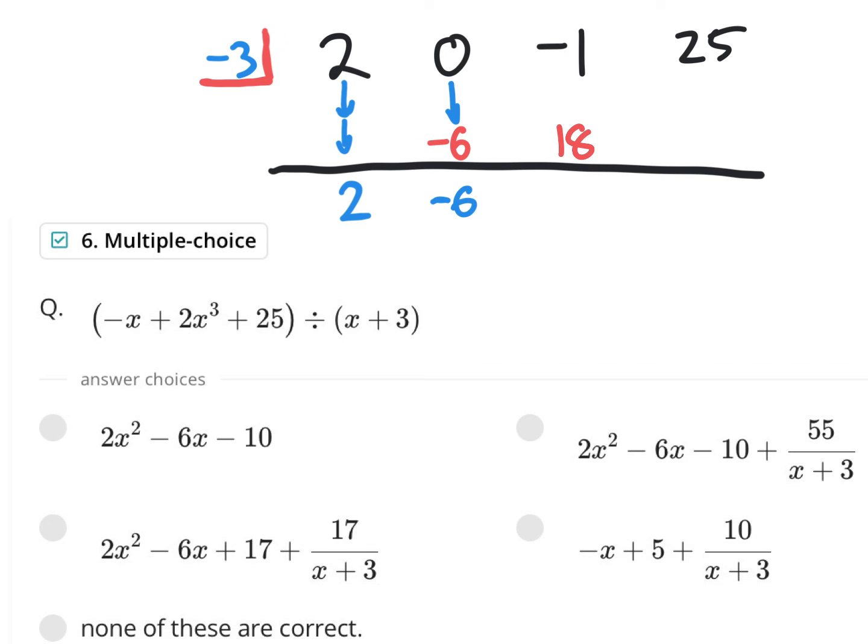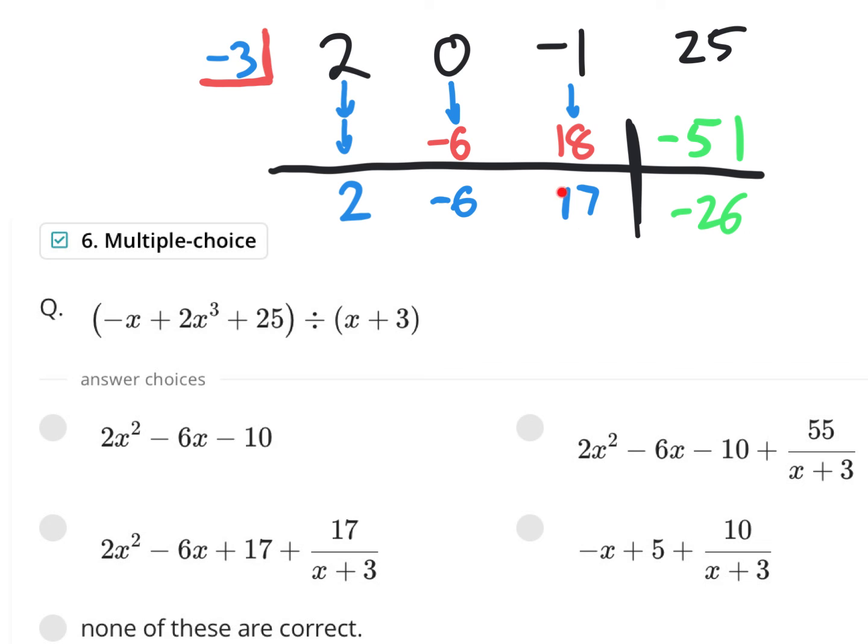As you go down, you combine. Negative 1 and 18 is 17. As you go up, you multiply. Negative 3 times 17, and I want to do this one in green, is negative 51. And then we put a little line right here. And whatever we get from here, that's going to be our remainder. So when we say 25, take away 51, that'll be a negative 26. So the remainder is negative 26.